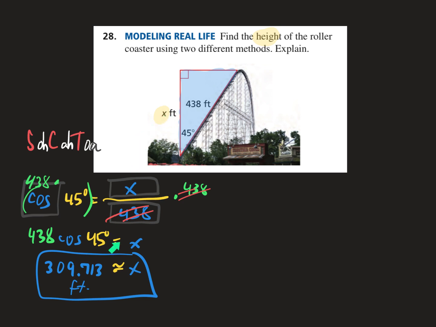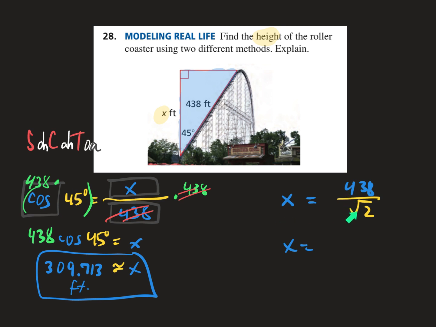Alright, but this problem asked us to use two different methods. So what could the other possible method be? Well, this right triangle is 45, 90, 45, so it's a special right triangle. Therefore, how do you go from hypotenuse to the leg? We know that in the 45, 90, 45, if you know the leg, we multiply by root 2 to get the hypotenuse. So going backwards, if we know the hypotenuse, 438, to get the leg, we'll divide by root 2. So that's the other way we do this problem.